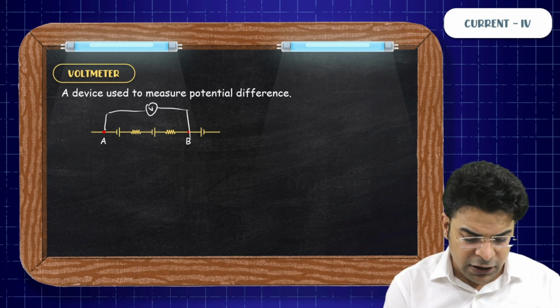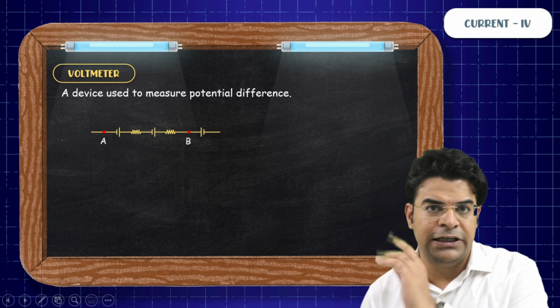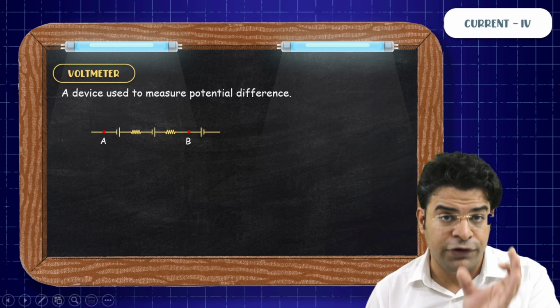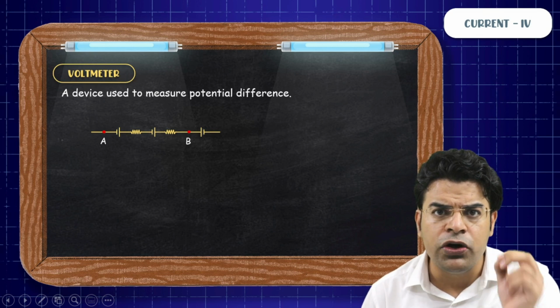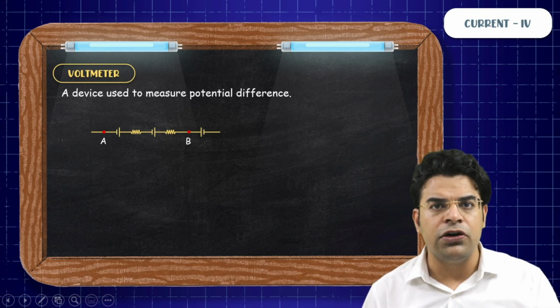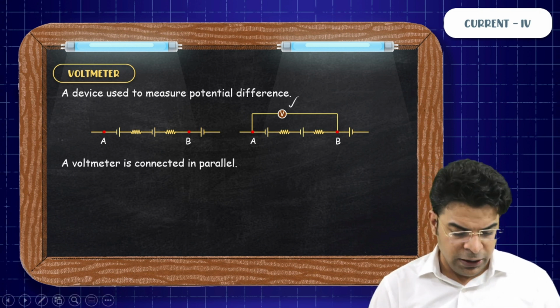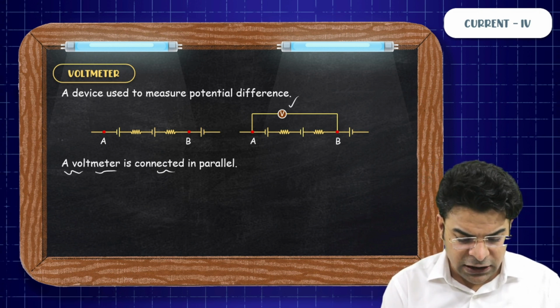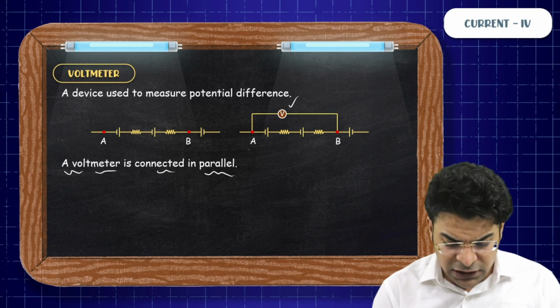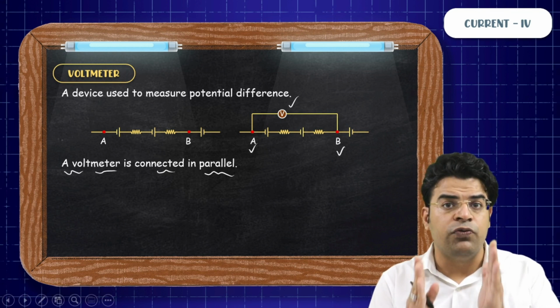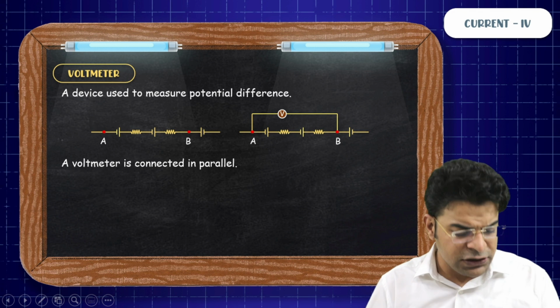Now, the voltmeter should be connected in series or it should be connected in parallel. Sir, we have learned that in series the current is same. In parallel the potential difference is same. The job of the voltmeter is to measure the potential drop. Hence, the voltmeter must be connected in parallel. So remember this line, a voltmeter is connected in parallel between the 2 points about which you wish to find the potential difference.